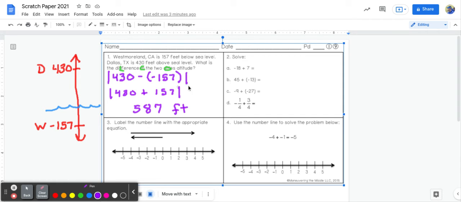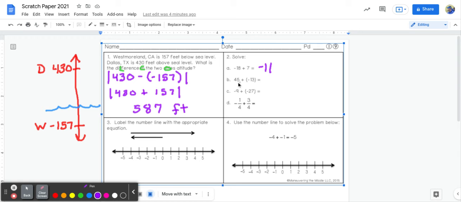Number 2 is just asking us to solve, and this again is just reviewing those integer rules. If you remember, the integer rules for addition, we sing our song, which is the same sign, add and keep, to the tune of row, row, row your boat. So negative 18 plus 7 is a different sign. So one's negative, one's positive. So we would subtract the values. 18 minus 7 is 11. And we use the sign of the number with the larger absolute value, which would be 18. So this would be negative 11.